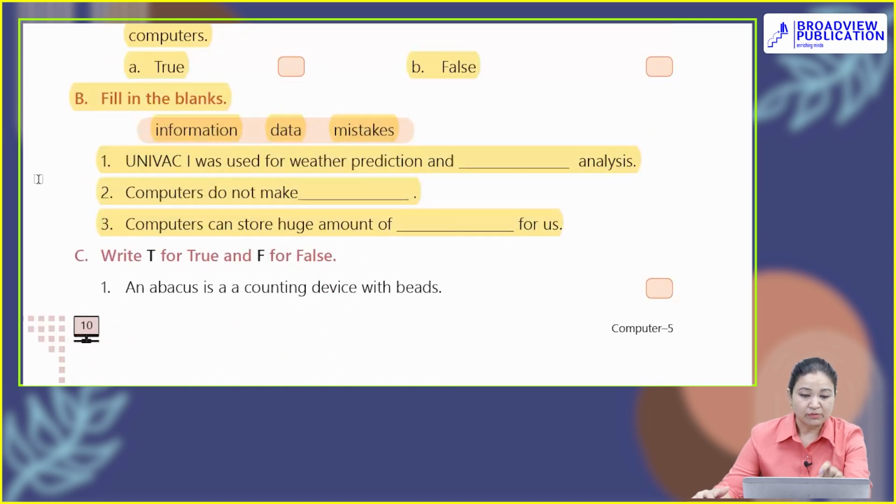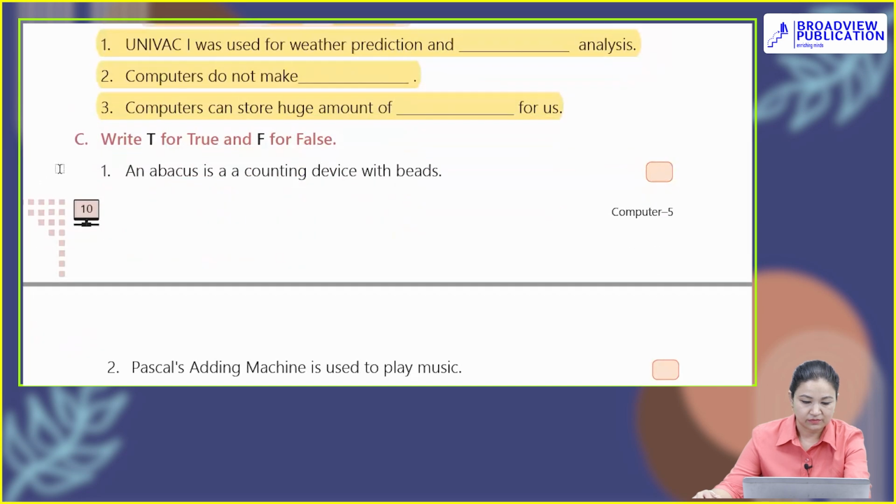Fill in the blanks, some words are given here. ENIAC was used for weather prediction and dash analysis. So it is data analysis. Computers do not make mistakes. Computers can store huge amounts of data for us.